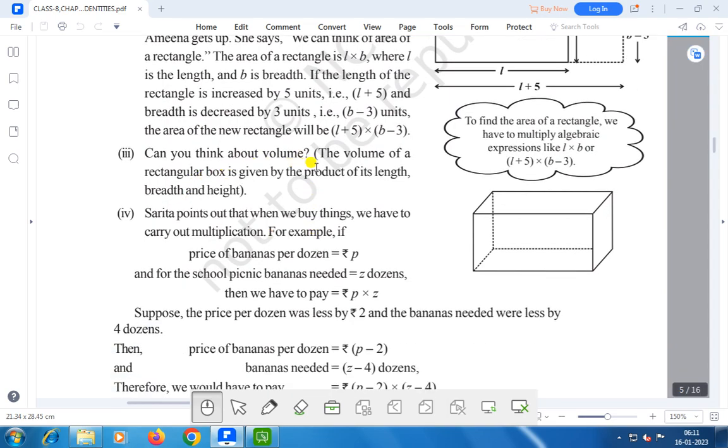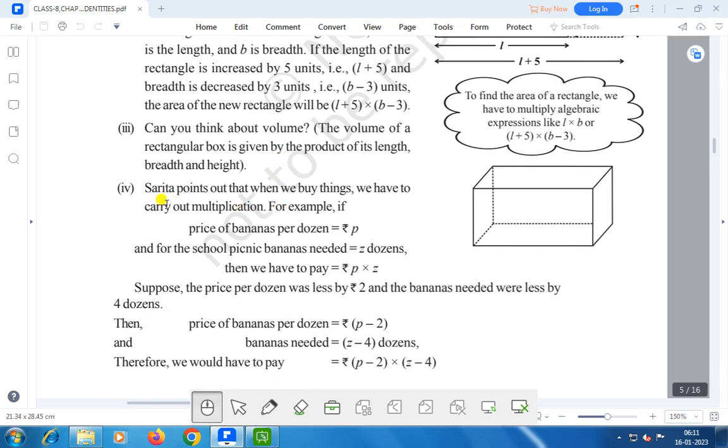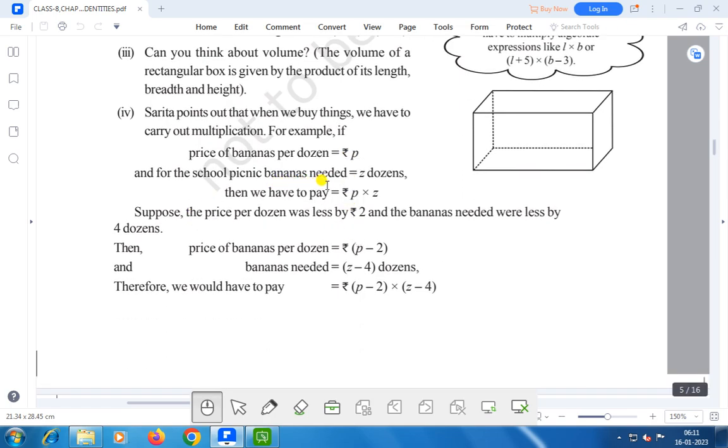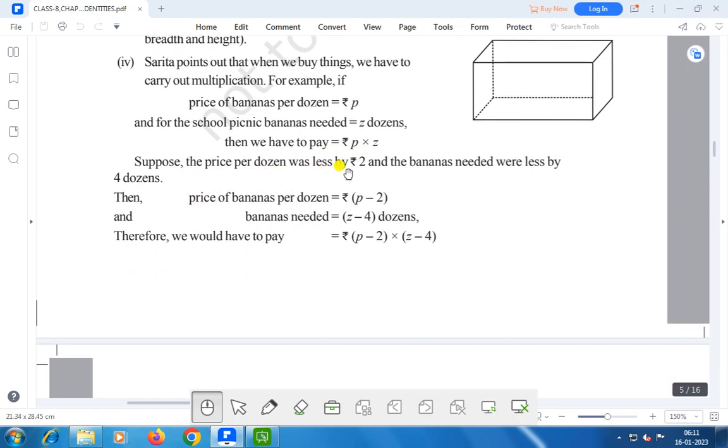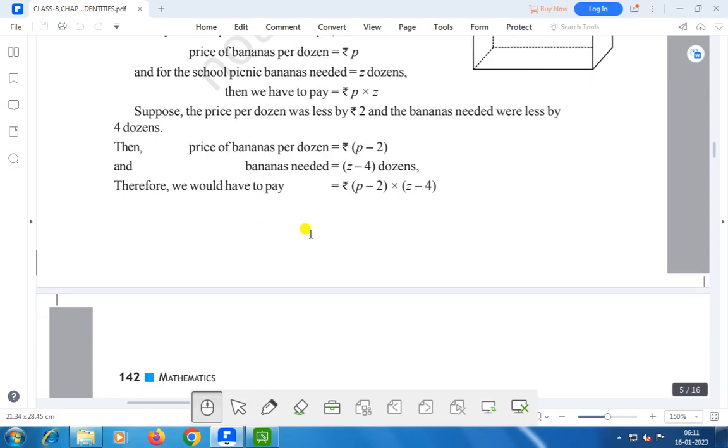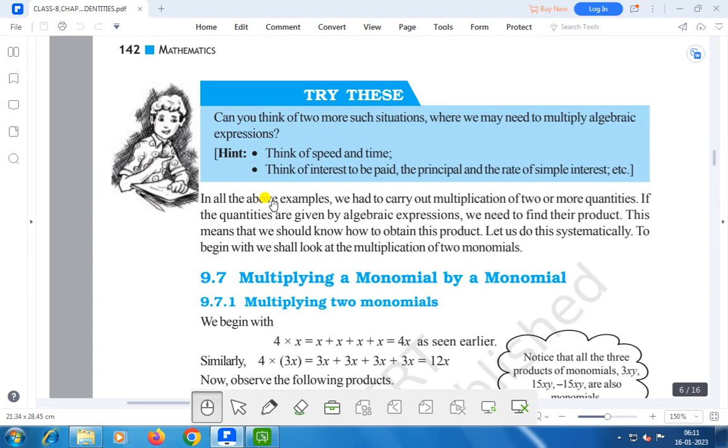Can you think about volume? The volume of a rectangular box is given by the product of its length, breadth and height. Sarita points out that when we buy things, we have to carry out multiplication. For example, if the price of bananas per dozen is rupees p and for the school picnic z dozens of bananas are needed, then we have to pay rupees p into z. Suppose the price per dozen was less by 2 and the bananas needed were less by 4 dozens. Price of bananas per dozen p minus 2 and bananas needed z minus 4 dozens. Then we have to pay (p minus 2) into (z minus 4).